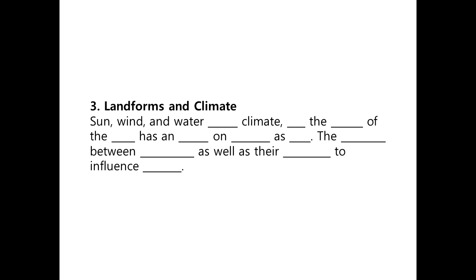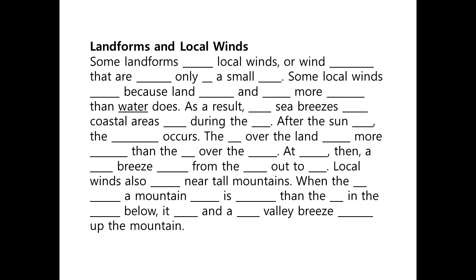Landforms and climate. Sun, wind, and water affect climate, but the shape of the land has an effect on climate as well. The distance between landforms as well as their nearness to water influence climate. Landforms and local winds. Some landforms cause local winds or wind patterns that are typical only in a small area. Some local winds occur because land warms and cools more quickly than water does.